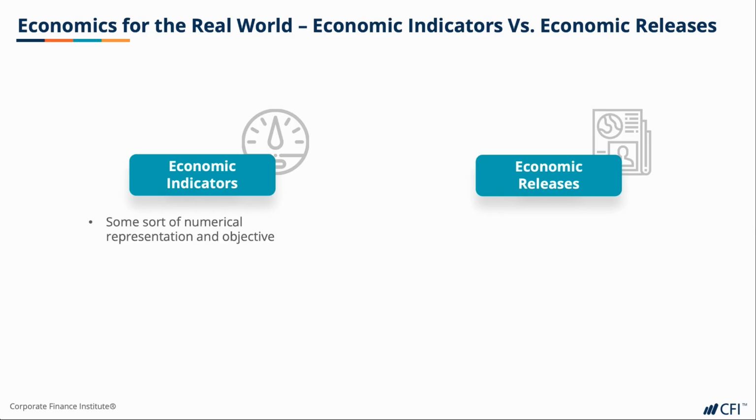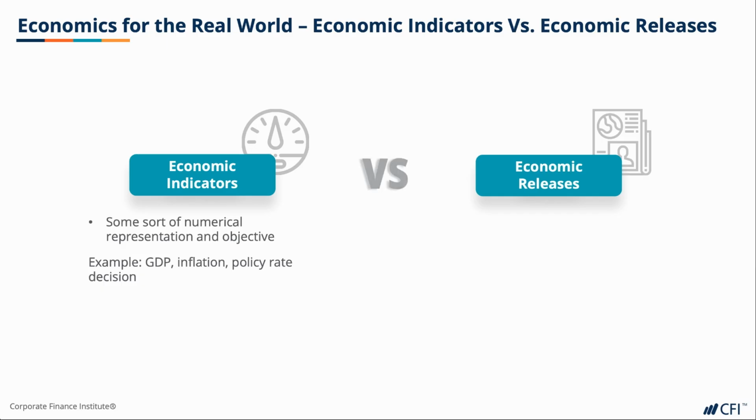Economic indicators tend to be more objective and generally have some sort of numerical representation. Examples of economic indicators would be something like GDP, Gross Domestic Product, or CPI, Consumer Price Index, a measure of inflation, or even a central bank rate decision.